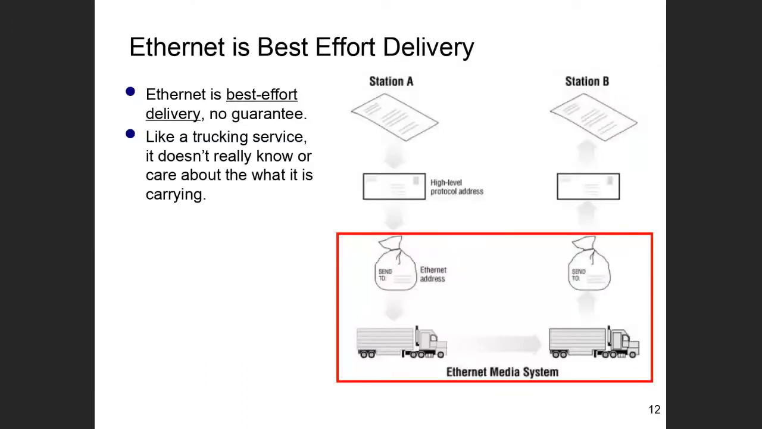So Ethernet is best effort delivery. It's kind of like the mail system. You put something in the mail and it may or may not be delivered. Yeah, that mail-in voting ballot, it may or may not be delivered. We don't really know about that. So the postman just looks at the zip code to tell it where to send it. They don't really know or care what's inside the envelope itself. They have no way of checking.